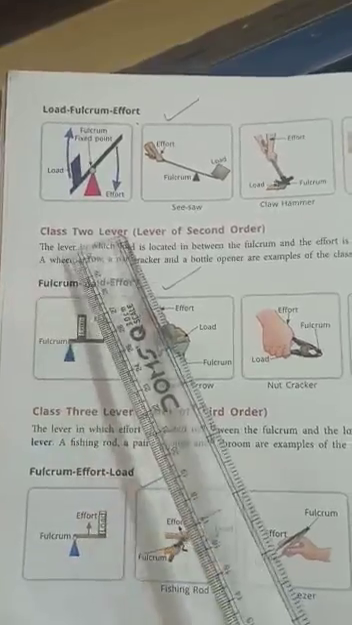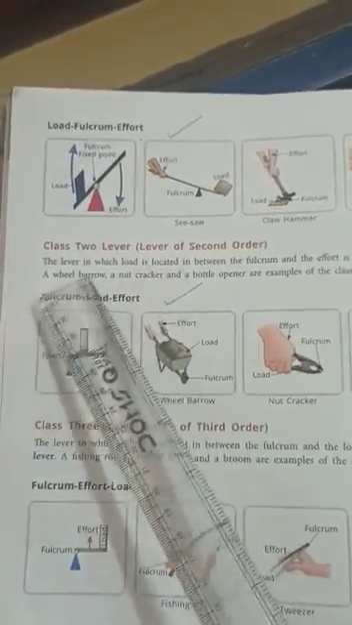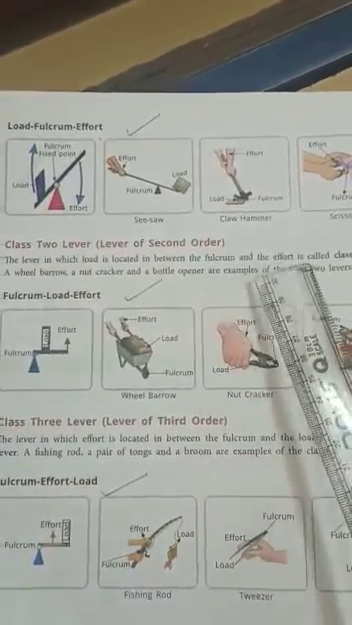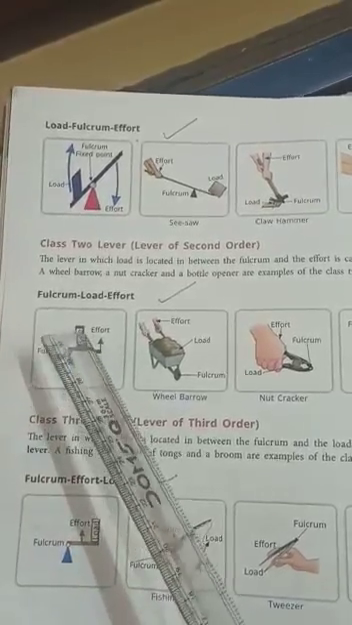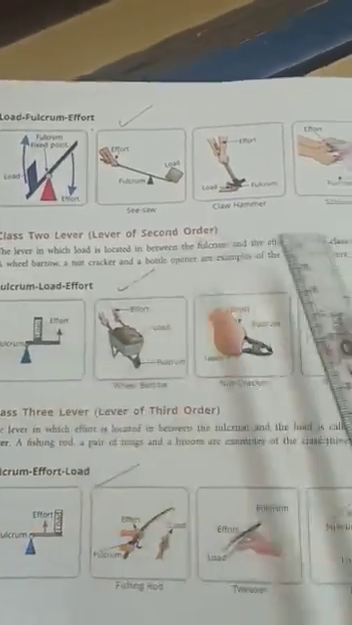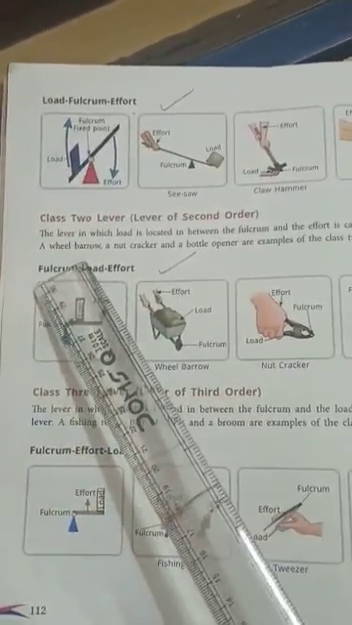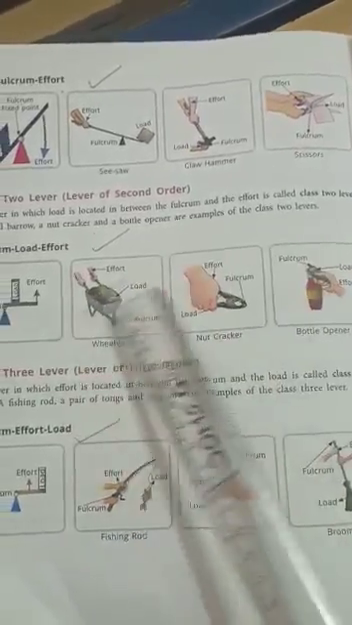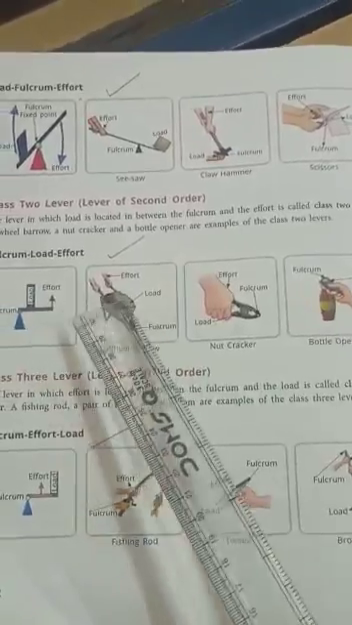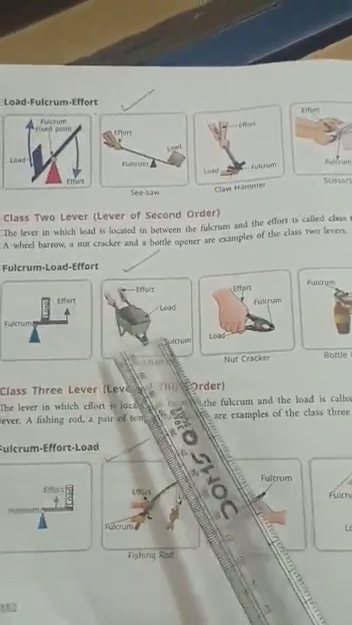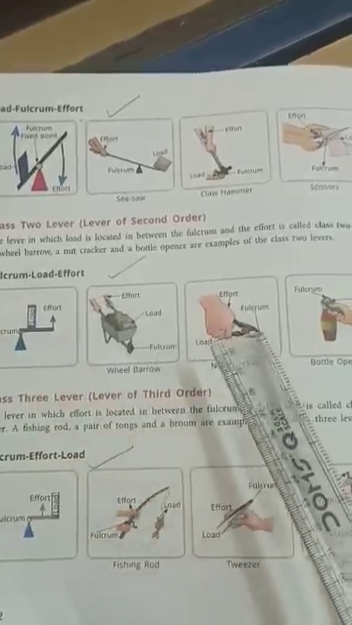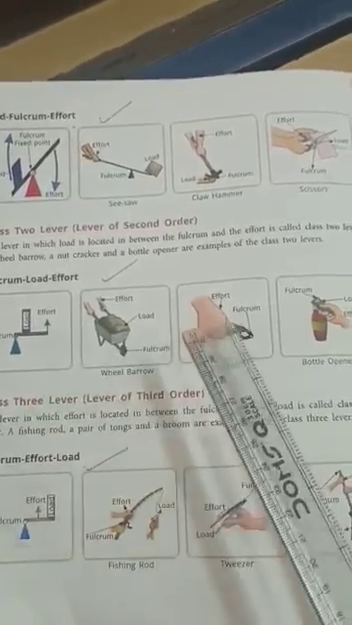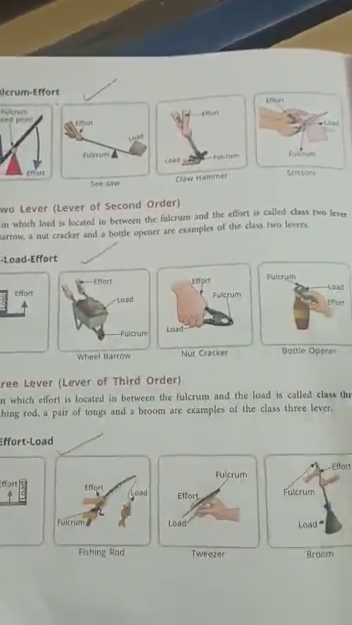Then comes class 2 lever. In class 2 lever, the load is located between the fulcrum and the effort. A wheelbarrow, a nutcracker and a bottle opener are examples of class 2 lever. You can see this. Here also you can see this is the effort, this is the fulcrum and this is the load. So load is between the effort and the fulcrum.